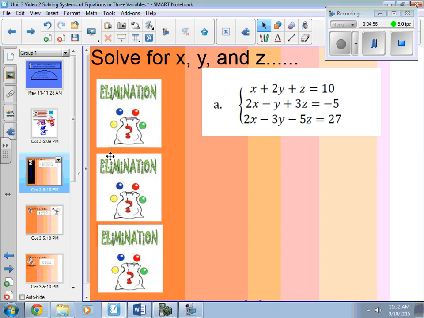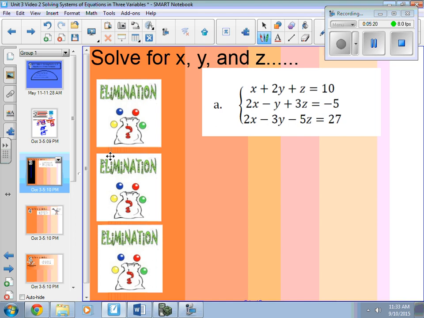The hard part is to eliminate here, we need to get rid of one of the variables, and you can't always do it so easily. So what you want to try to do on these elimination ones with 3 equations is try to get the same number in front of all 3 variables where you can eliminate.